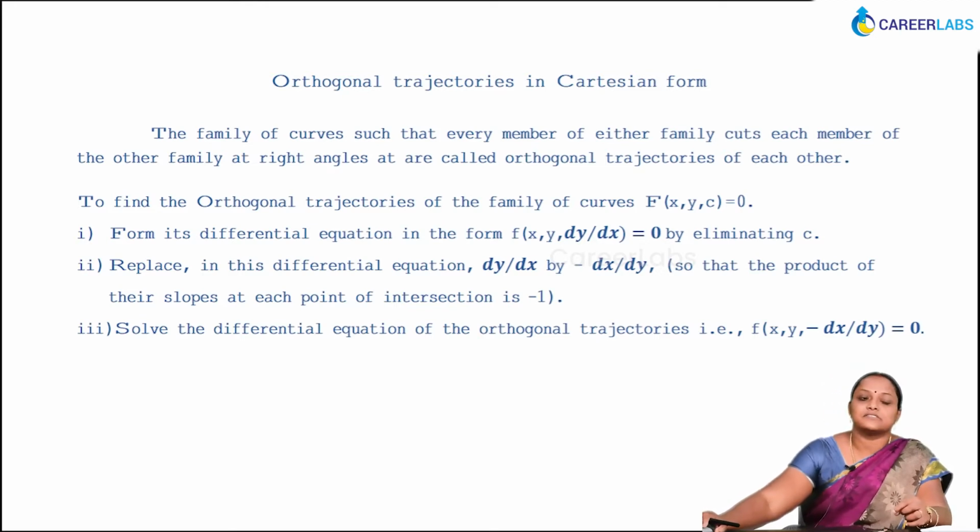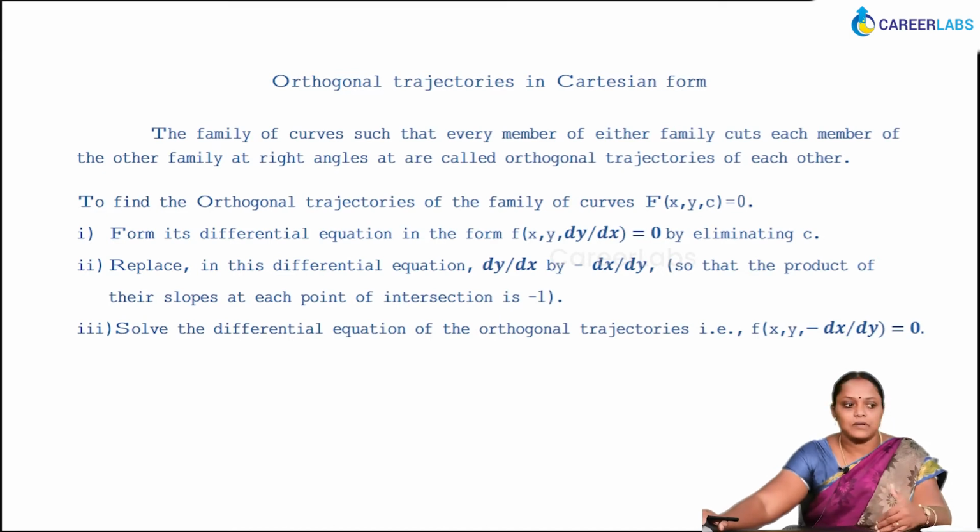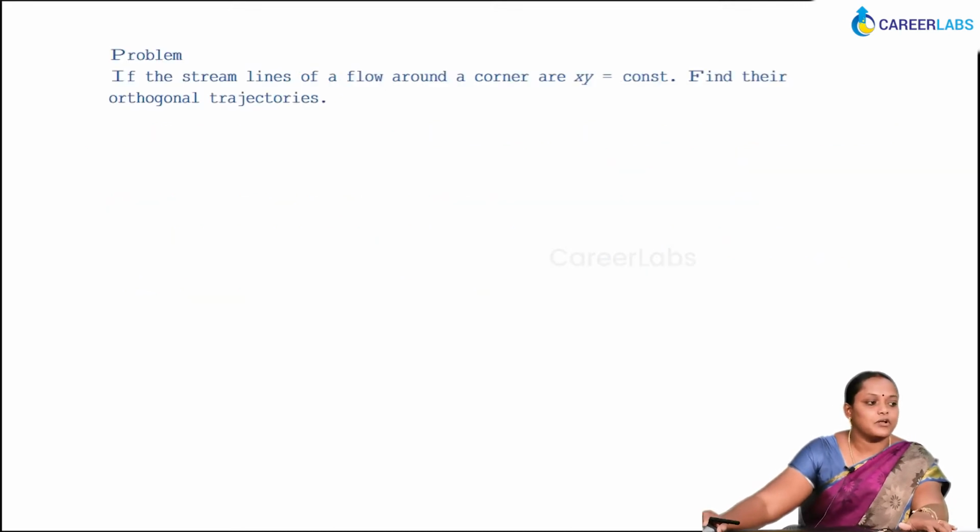Now the next step is to rewrite dy by dx as minus dx by dy. By doing this we will get a differential equation of the orthogonal trajectories. We can solve this equation to get the equation of the orthogonal trajectories. So now let us start with the problem.